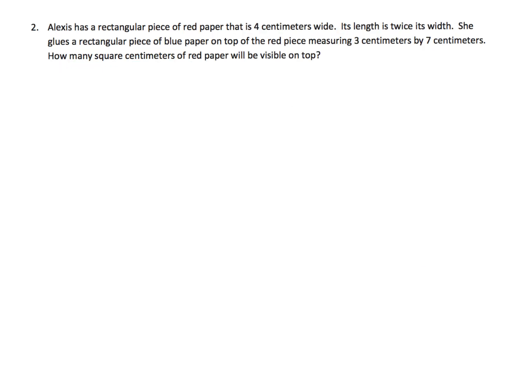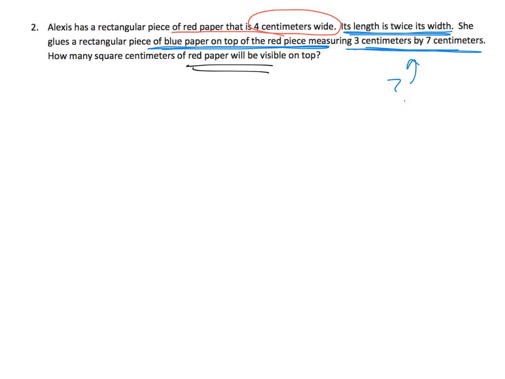Here we've got Alexis. She has a rectangular piece of red paper that is 4 centimeters wide. Its length is twice its width. She glues a rectangular piece of blue paper on top of the red paper piece. The blue paper is measuring 3 centimeters by 7 centimeters. Now we're not told here which is the length, which is the width, so we're going to have to think about that for a second. Then the question is, how many square centimeters of red paper will be visible on top?